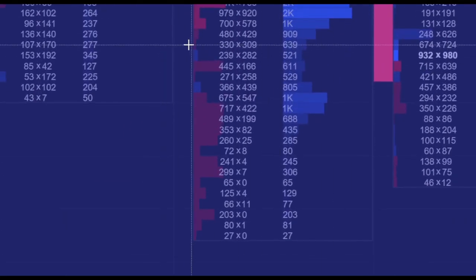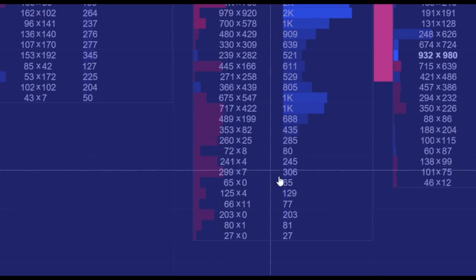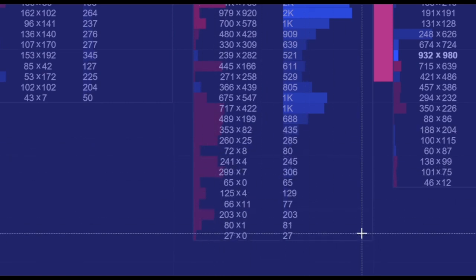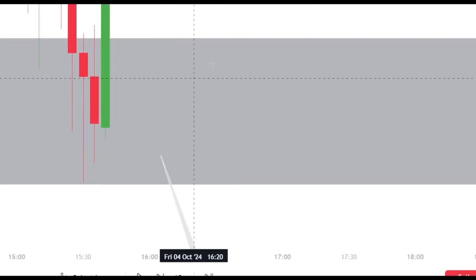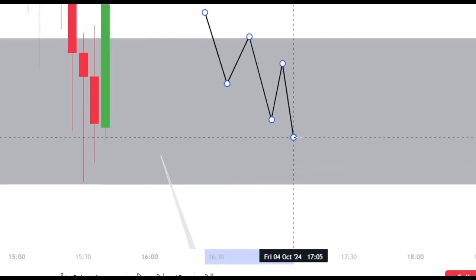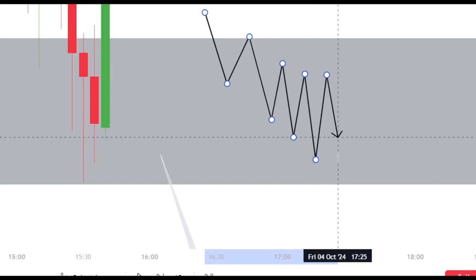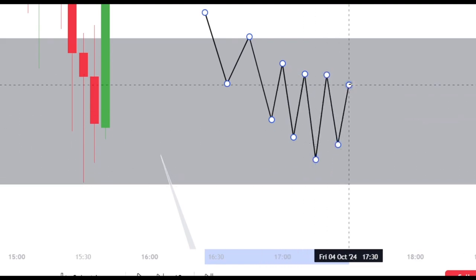Now, we understand here the market over here, the delta is all negative. If we read the numbers, we see 717 for 422, then we see 72 for 8, we see 241 for 4, we see 299 for 7, and again 203 for 0. So we see a lot of aggressive activity towards the downside, a lot of aggressive sellers trying to push price down, but instead, we had a large wick over here, which was unsuccessful.